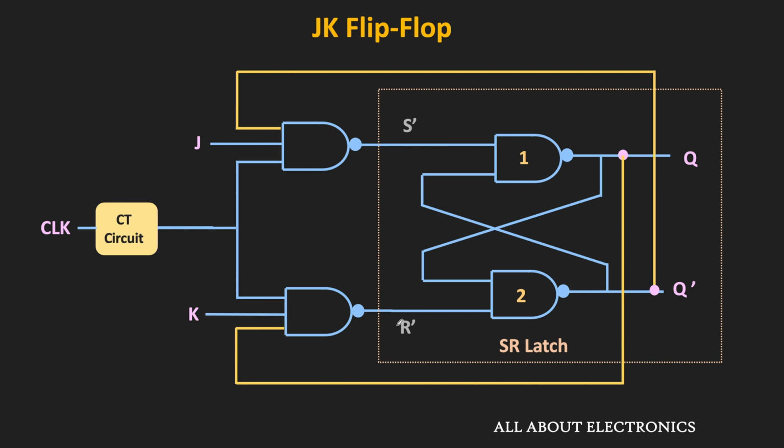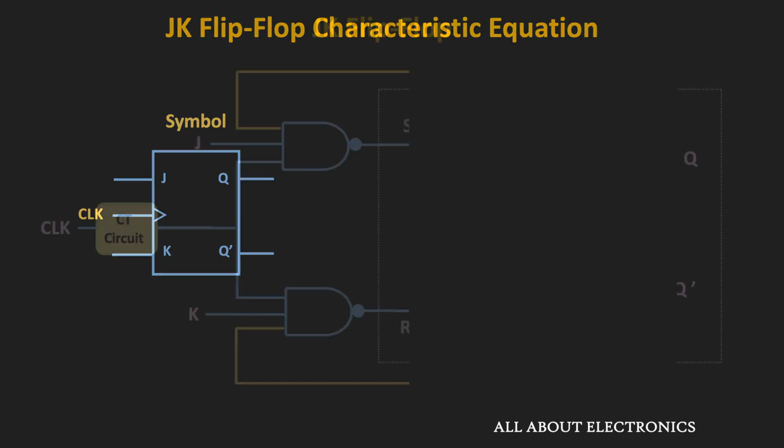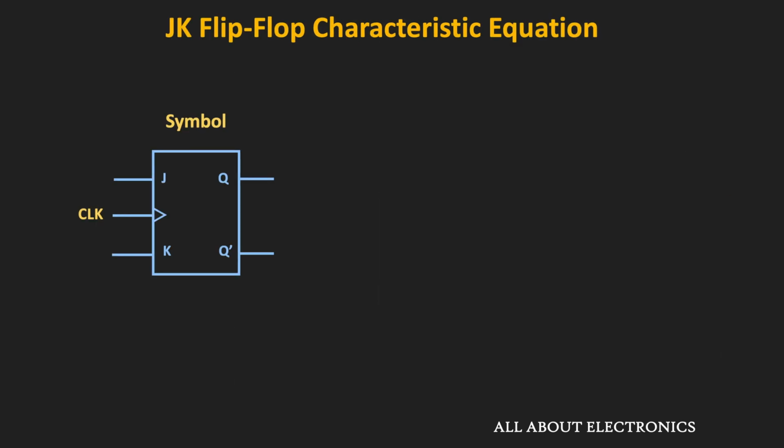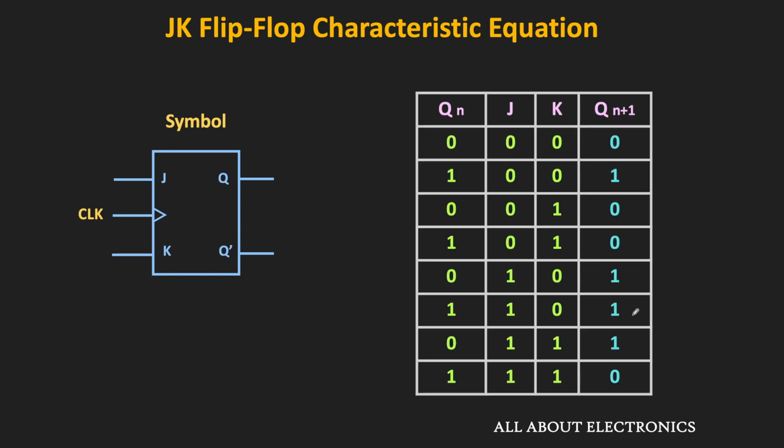Alright, so now let us see the characteristic equation of this JK flip-flop. As we have seen earlier, the characteristic equation is the output of the flip-flop in terms of the present state of the flip-flop as well as the current inputs. That means here we have three variables, that is Qn, J and K.